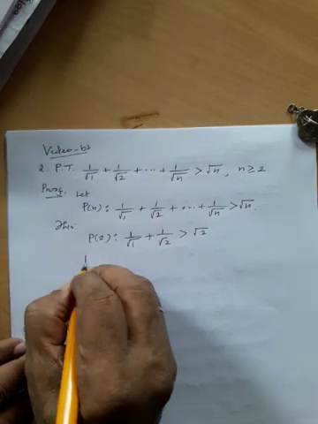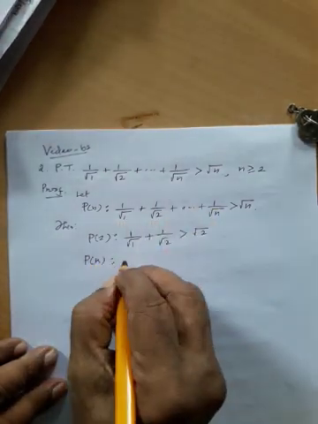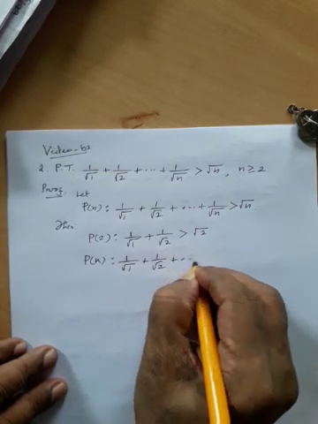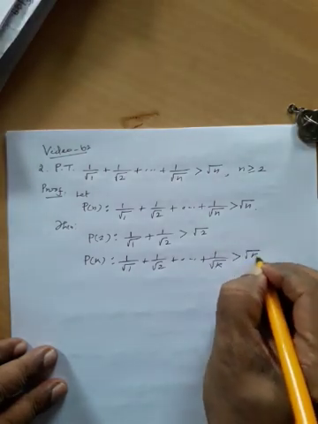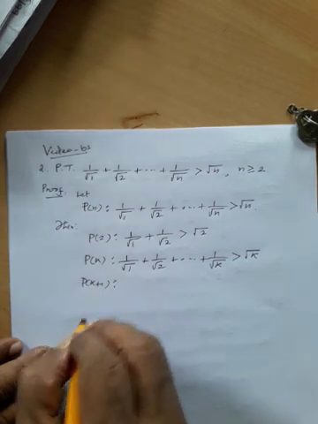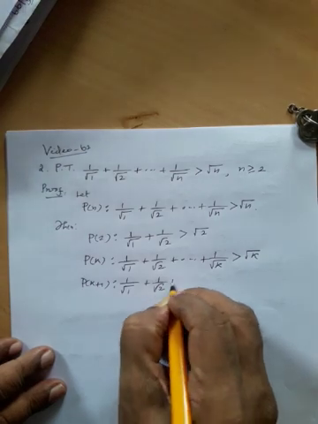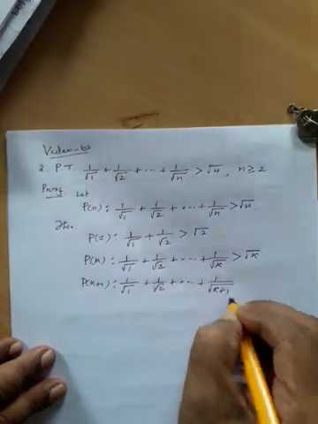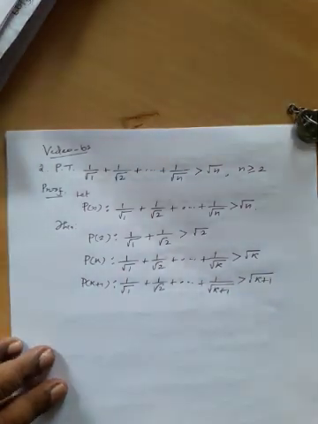P(k) is 1/√1 + 1/√2 + etc. + 1/√k is greater than √k. P(k+1) is 1/√1 + 1/√2 + etc. + 1/√(k+1) is greater than √(k+1).